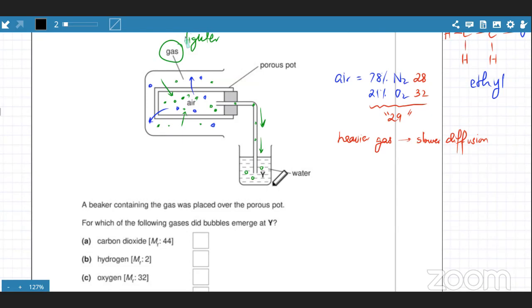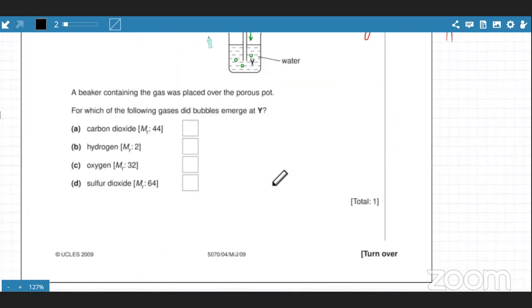Now if you look at the options, the clear option is hydrogen gas. If that gas is hydrogen gas, it has a very tiny Mr of 2, so the reaction is going to happen very quickly.